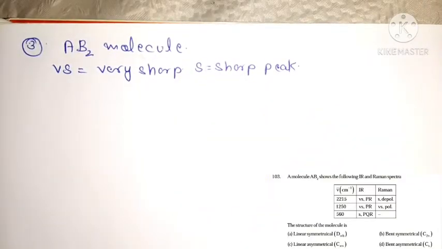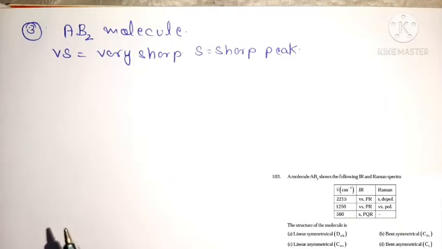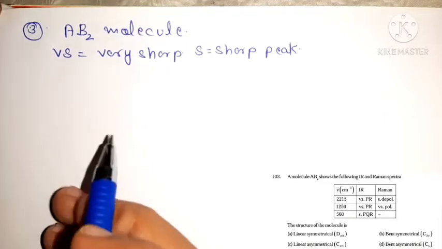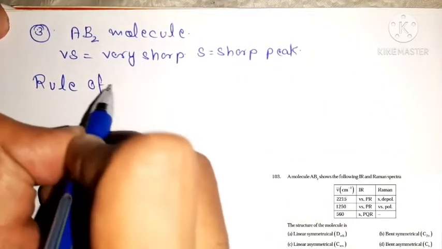Now what is the approach we use for the solution of this question? First of all, you must know the rule of mutual exclusion. When we talk about Raman and IR spectra, the rule of mutual exclusion says that if any molecule has a center of symmetry, then its IR active modes will be Raman inactive, and the Raman active modes will be IR inactive. It is a very important rule, friends.